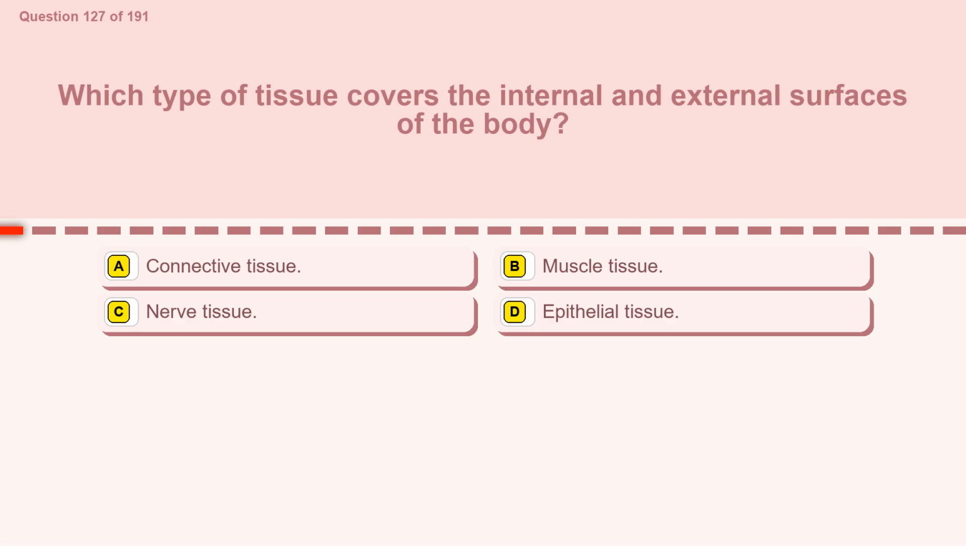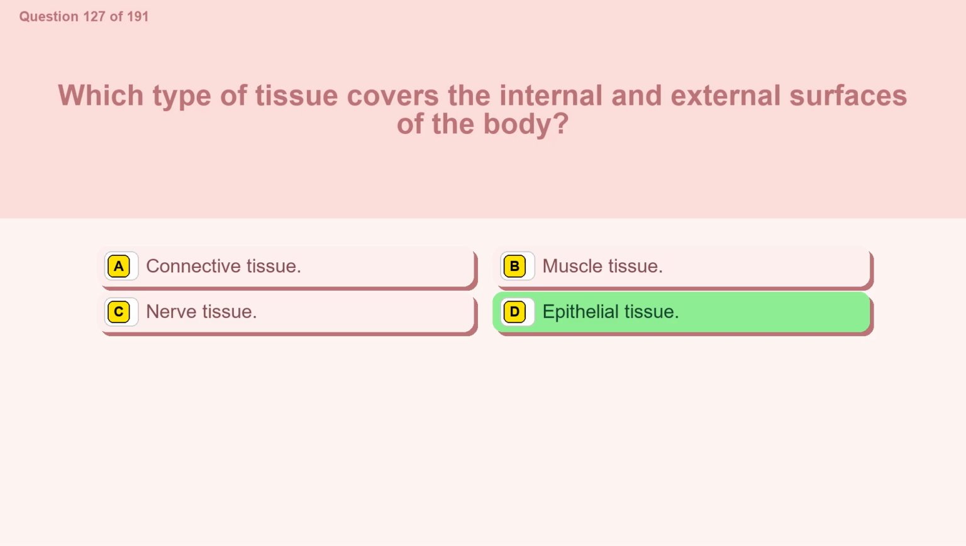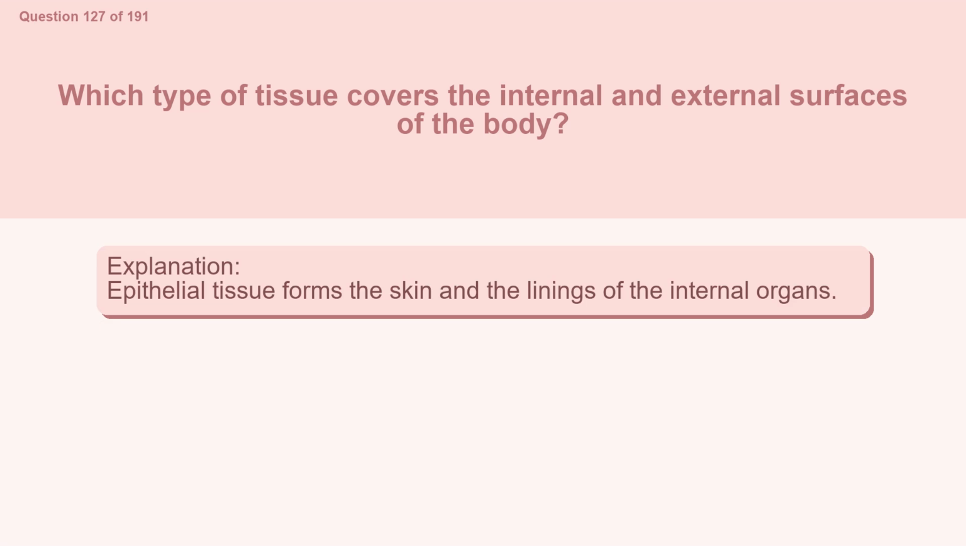Question 127. Which type of tissue covers the internal and external surfaces of the body? Option A, connective tissue. Option B, muscle tissue. Option C, nerve tissue. Option D, epithelial tissue. The correct answer is option D, epithelial tissue. Epithelial tissue forms the skin and the linings of the internal organs.